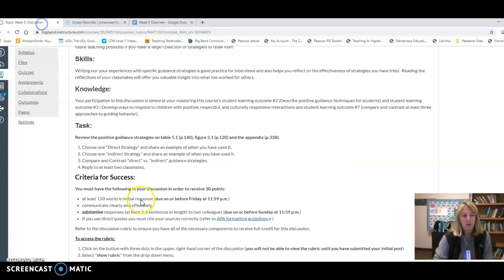So in your discussion board, I just want you to be able to explain to me how they're the same and how they're different. The Venn diagram is just a learning strategy for you to use if you need to.